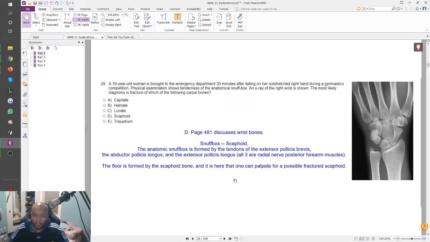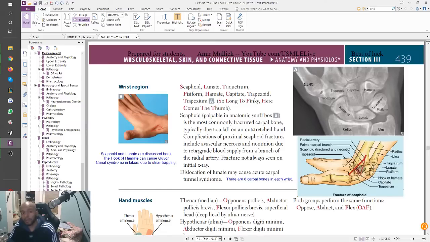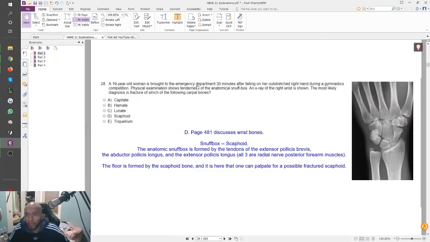So far there hasn't been anything that was so excruciatingly confusing that you would get it wrong. And even this was a very good question, very easy, straightforward question about musculoskeletal bones of the wrist, right? So this, you want to be able to name all of these very easily, right? No matter what you use, you could use this mnemonic, scaphoid to trapezium, so long to pinky, here comes the thumb. It works very well.